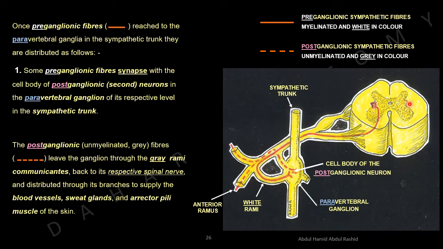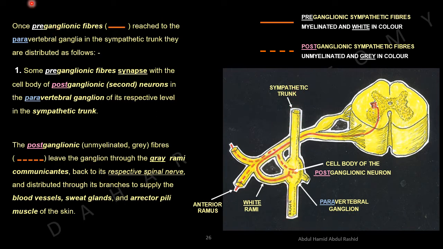This is the segment of the spinal cord. This is the cell body of the first order neuron, that is, the preganglionic fibers, myelinated and white. These preganglionic fibers come along the ventral root, trunk, and then the white rami communicant and reach the paravertebral ganglia along the sympathetic trunk.